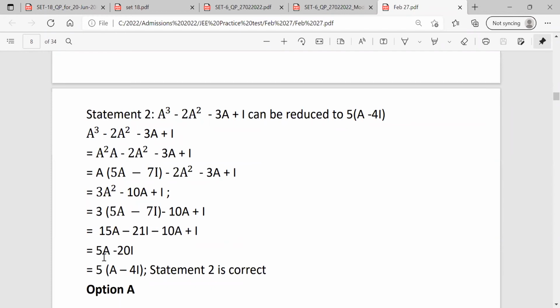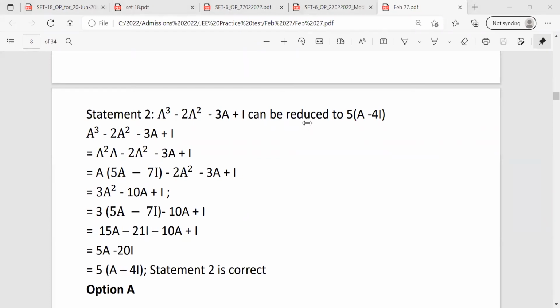15a minus 10a will be 5a minus 20i. 21i plus 1, it's plus i. It becomes minus 28. So I can take this 5 outside, and I'll have 5 multiplied by a minus 4i. So this is what statement 2 is asking: whether this equation or the polynomial a cube minus 2a square minus 3a plus 1i can be reduced to 5 into a minus 4i.